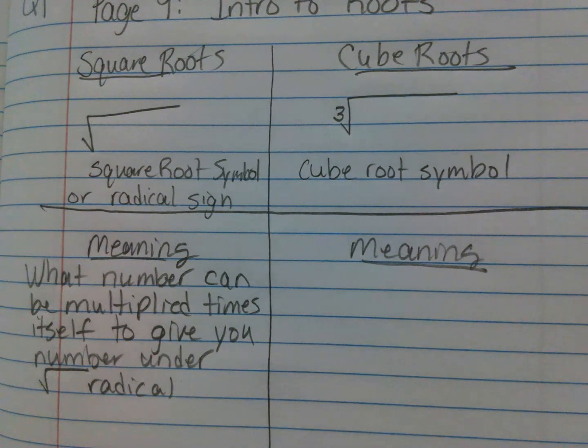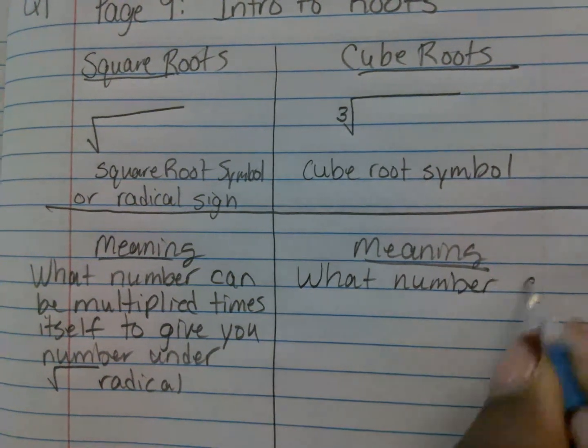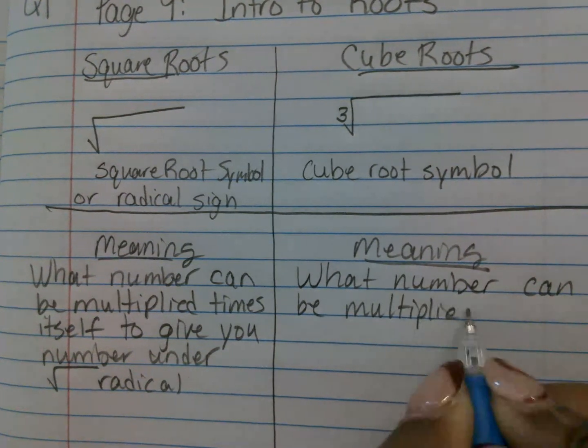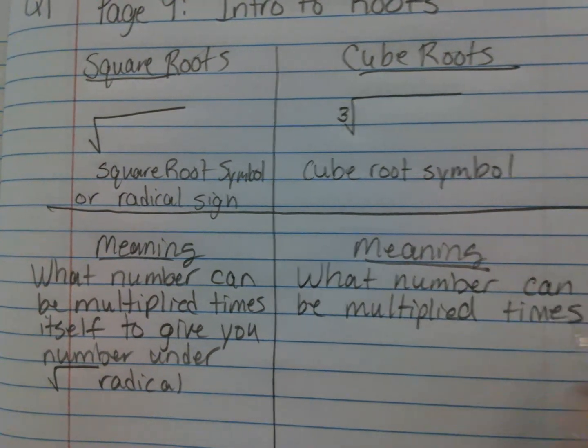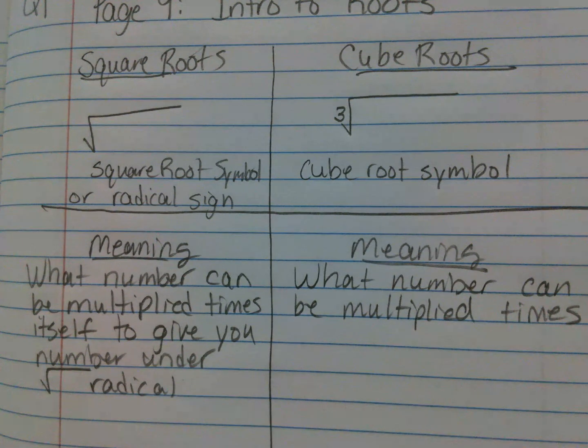On the other side of that, for cube root, they're asking you what number can be multiplied times itself 3 times to give you the number under the radical. Okay, so the meaning there: what number can be multiplied times itself 3 times?